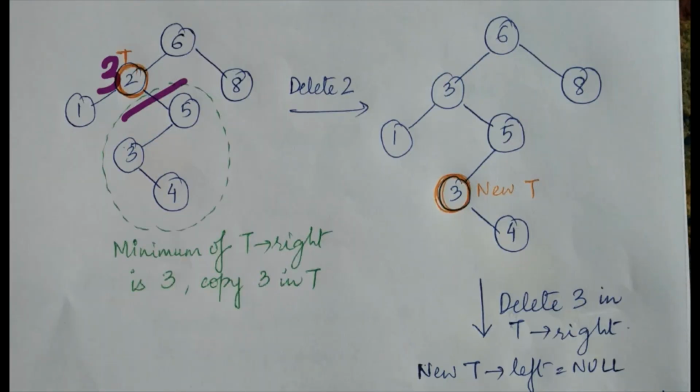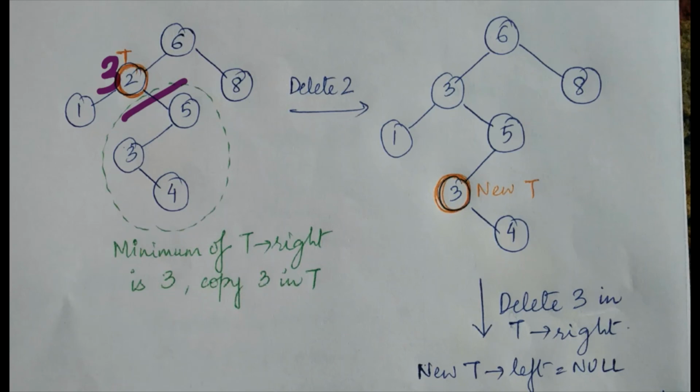Now I know there is a duplicate 3 in the right subtree. So I will call deletion for 3. Again, the same procedure will be followed. Eventually, when you keep doing this, you will hit a node which has either 0 children or 1 child, and that is easy. That we have already covered.